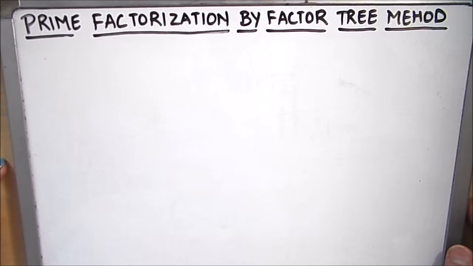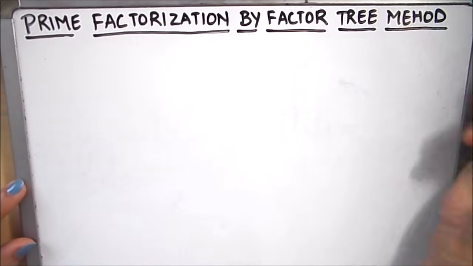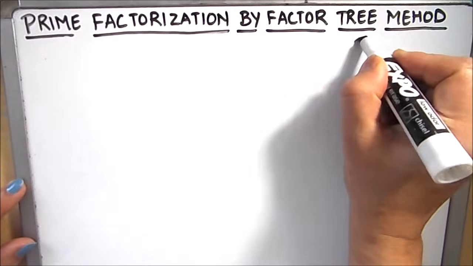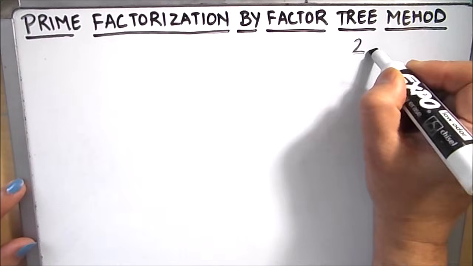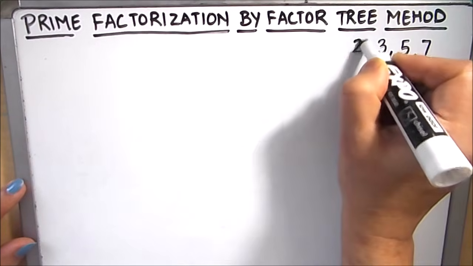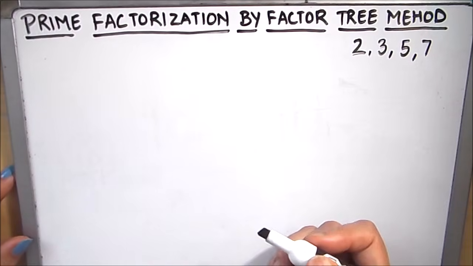Prime factorization is writing the factors of a number using prime numbers. You all must know that prime numbers are numbers which are divisible only by itself and 1. So I am writing the first 4 prime numbers here, so that it helps in our prime factorization method. The smallest prime number is 2, then 3, 5, 7. These are all prime numbers. 1 is neither prime nor composite.